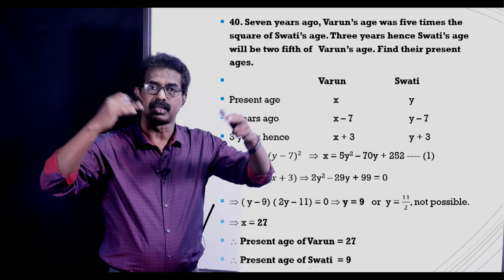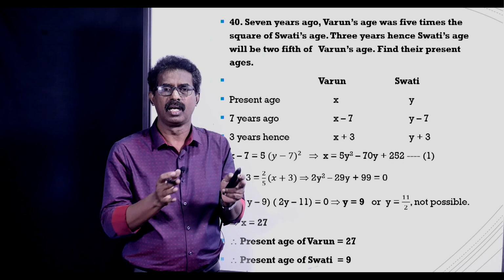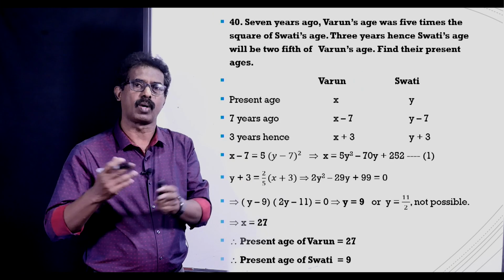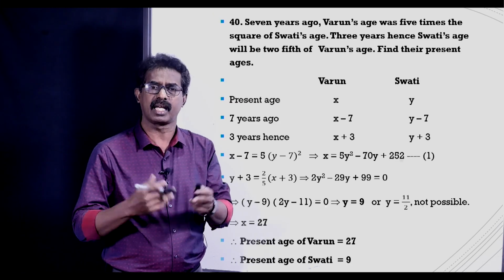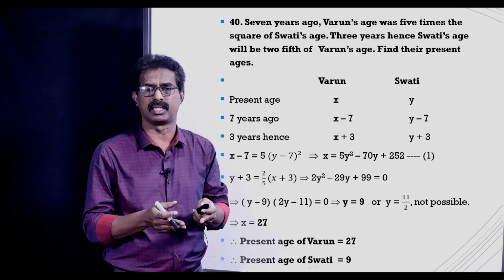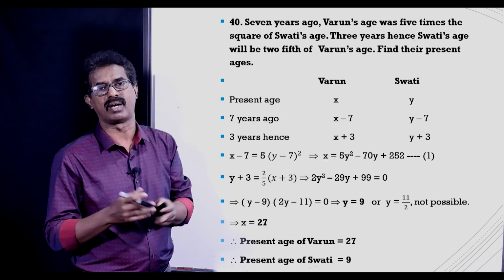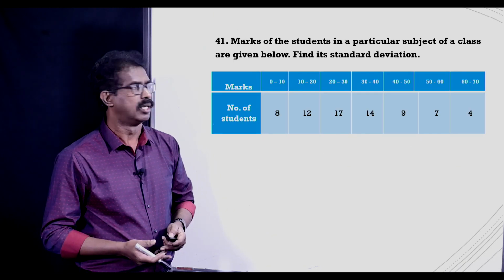Once you frame the equation, then you can do it. Present ages x and y. 7 years ago, subtract 7. So x minus 7, y minus 7, some relation given. One age is 5 times the square of the other age, so 5 into the square of the other age. Another thing they said, 3 years hence, so after 3 years, add 3 there. Then there's some relation they said, right? One age is 2/5 of another age, so 2 by 5 into that. Then you can solve the 2 equations.